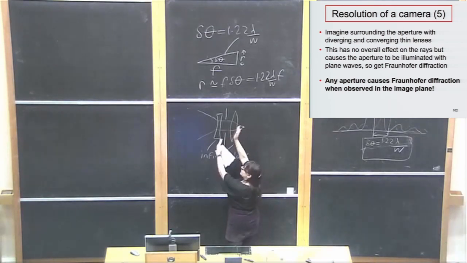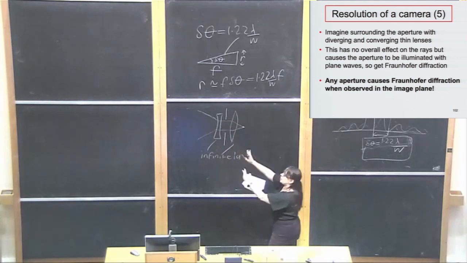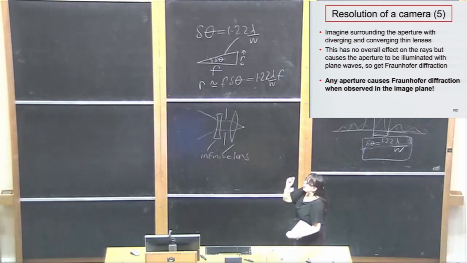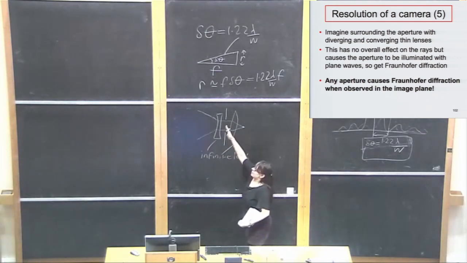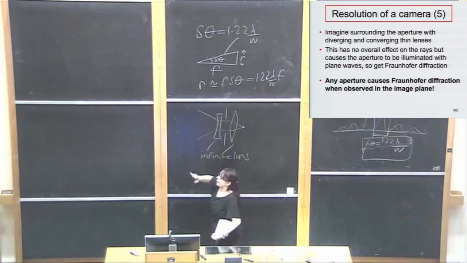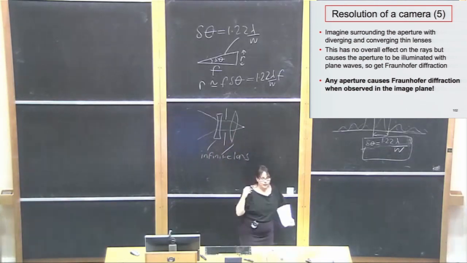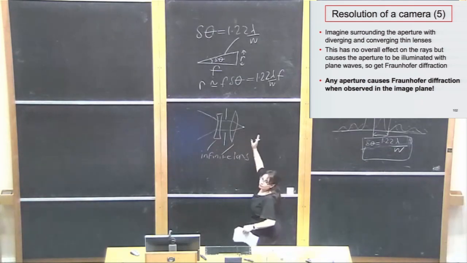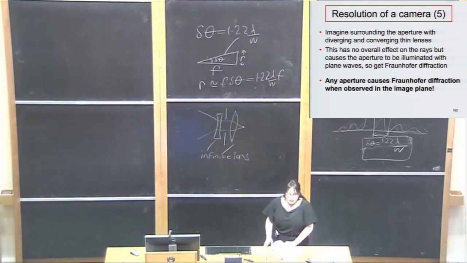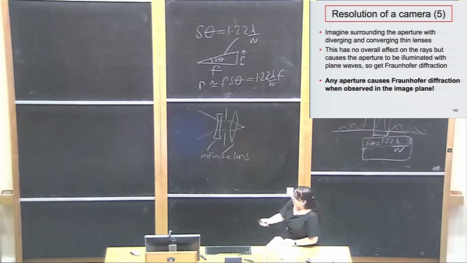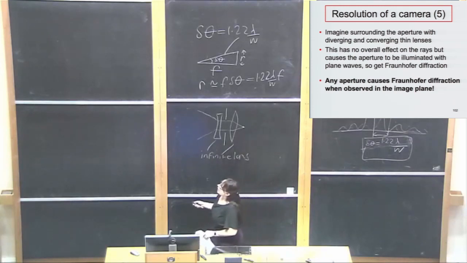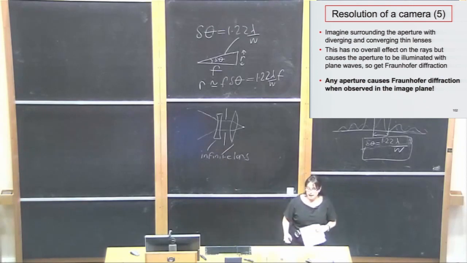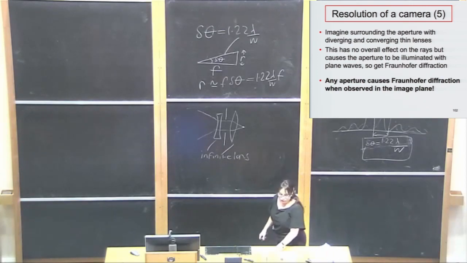So they're all in the same place, so they're not causing any difference to the system. You're just quickly converting things into plane waves as it goes through the aperture, and then allowing it to converge as it would have. And that may help you think, okay, I can see why I'm just going to get Fraunhofer diffraction here. Right, so the key result in practical optics is that any aperture causes Fraunhofer diffraction when observed in the image plane, and you have to deal with that in your optical instruments.